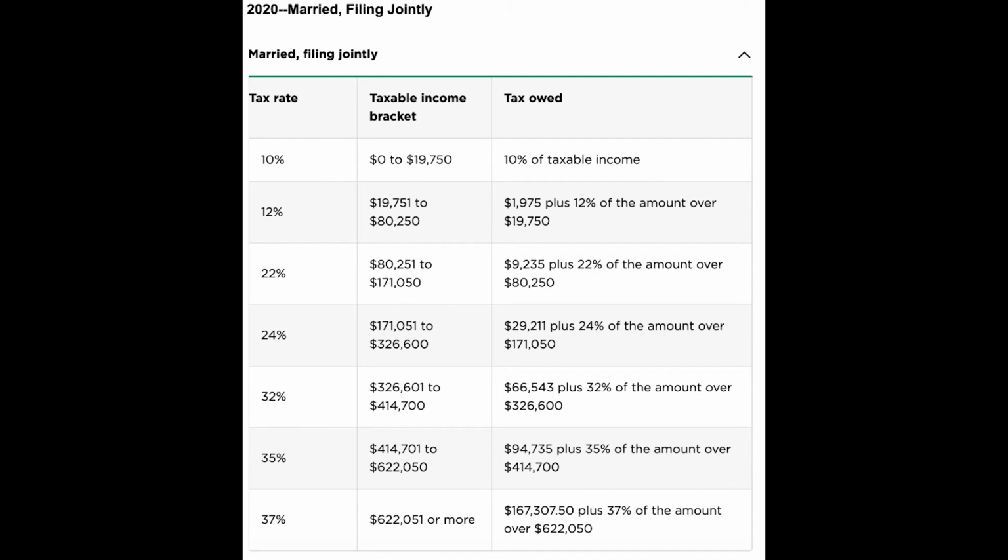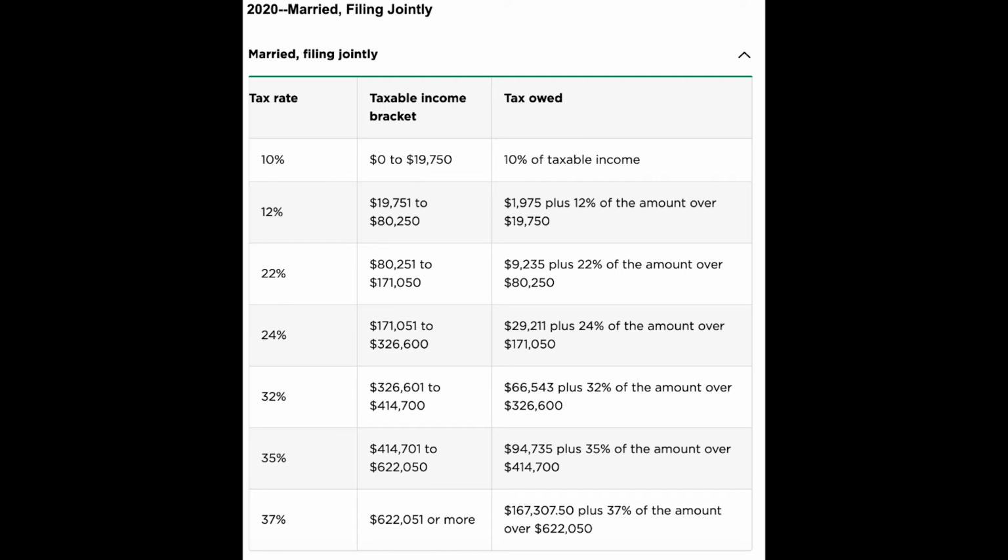So if you are married filing jointly, there will also be 7 tax rates. When I was looking into married filing jointly with the IRS, they basically stated that you can choose married filing jointly as your filing status if you are considered married and both you and your spouse agree to file a joint return. On a joint return, you and your spouse report your combined income and deduct your combined allowable expenses. You can file a joint return even if one of you had no income or deductions.